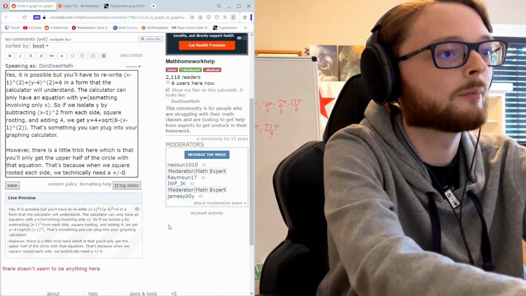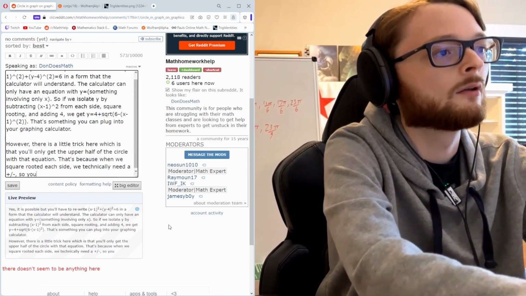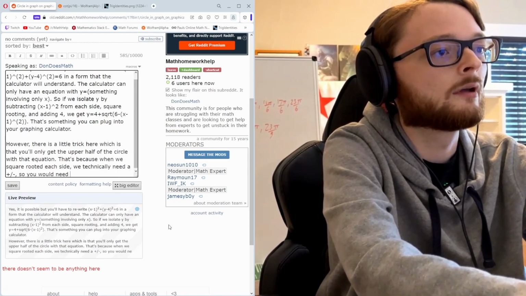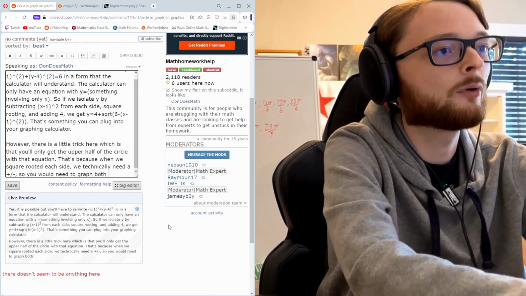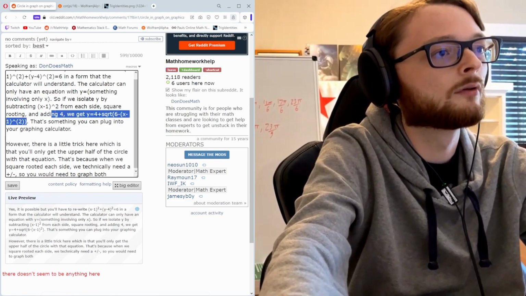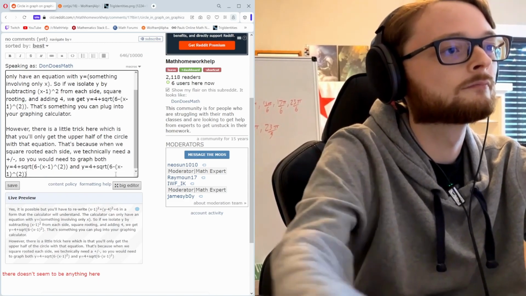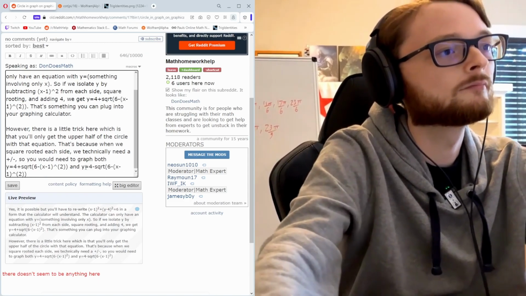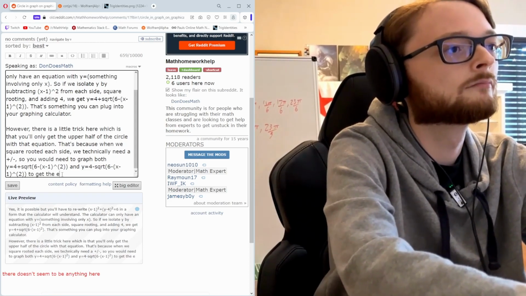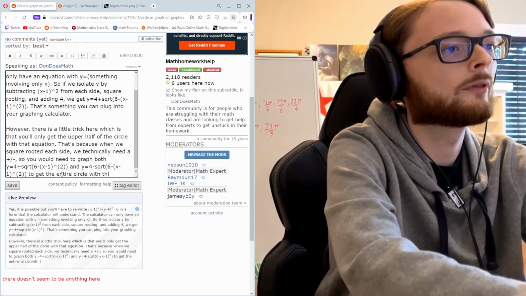Need a plus and minus. So you would need to graph both to get the entire circle with this method.